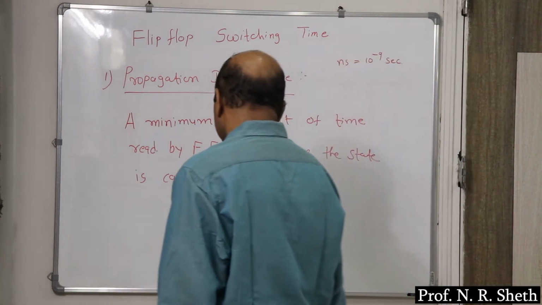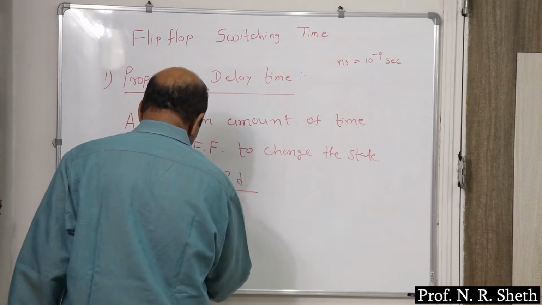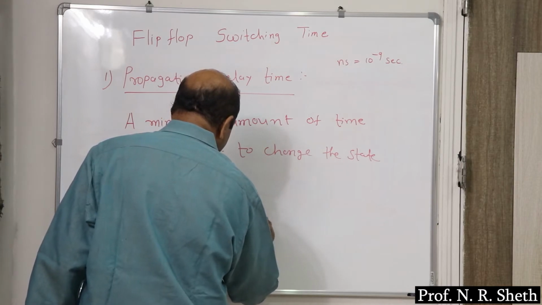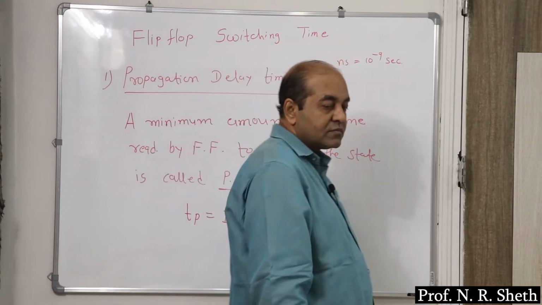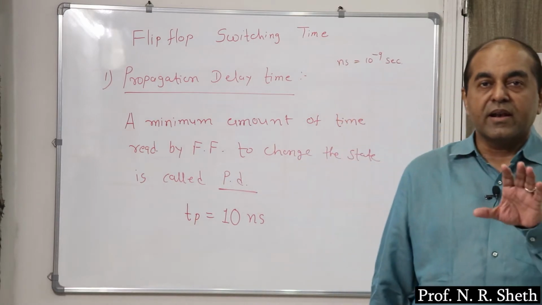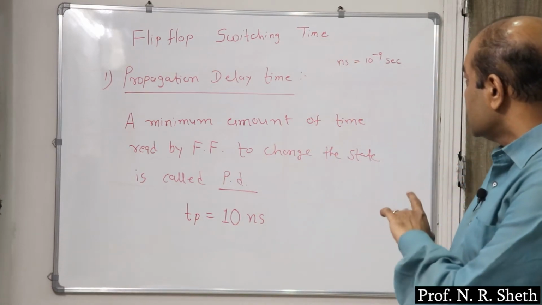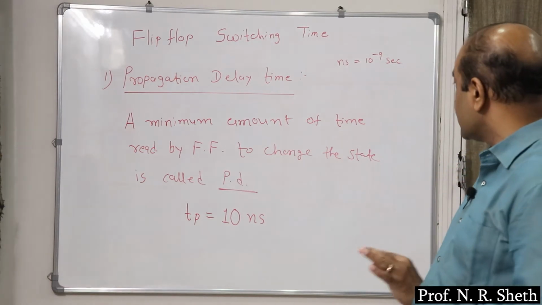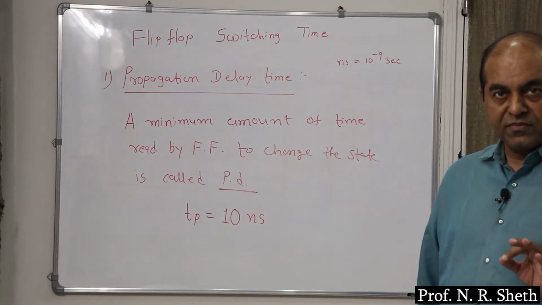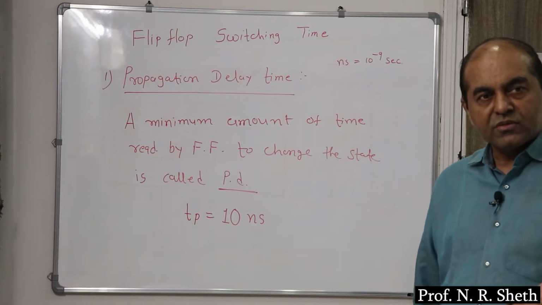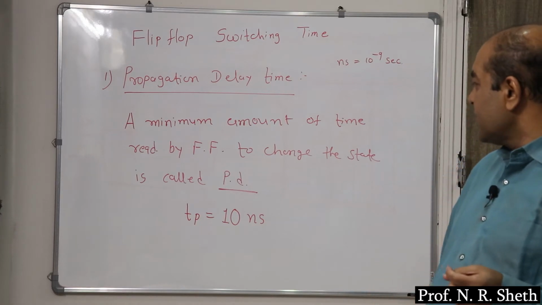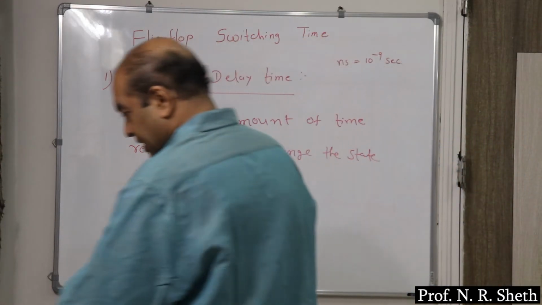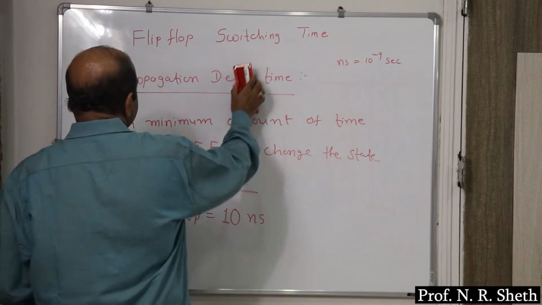This delay time is normally represented in this way, Tp, and normally it is in the order of 10 nanosecond. This is the first time, propagation delay time. A minimum amount of time required by the flip-flop to change the state, to change the output, is called propagation delay time, and that is 10 nanosecond. Second time, setup time.